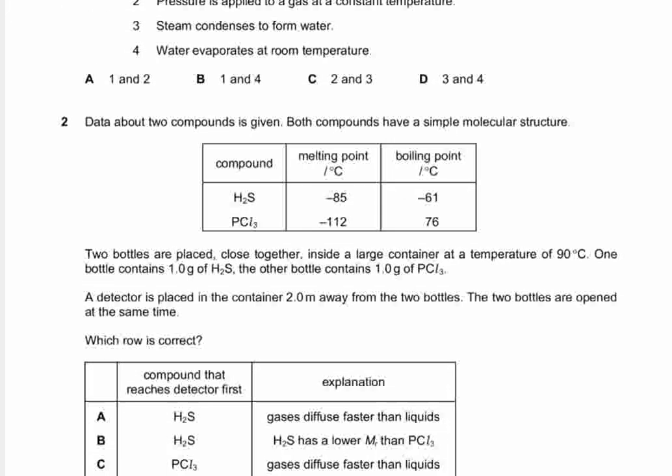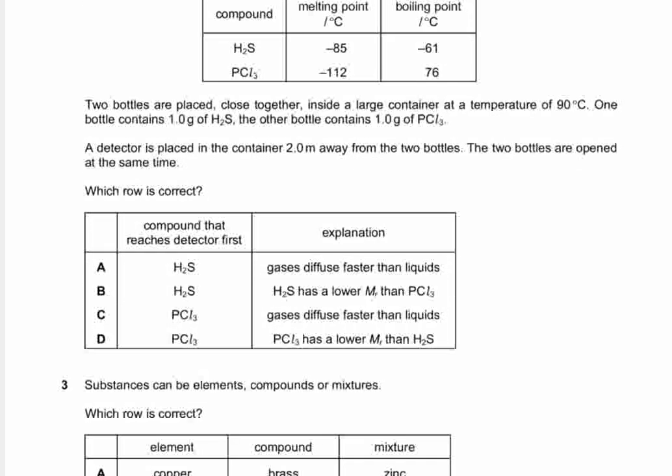Then data about compounds is given: hydrogen sulfide and phosphorus trichloride, with their melting points and boiling points. We have two bottles placed together in a container at 90 degrees centigrade, one bottle having 1 gram of hydrogen sulfide, the other 1 gram of phosphorus trichloride, and a detector is also placed there, and the two bottles are opened. Which row is correct? Hydrogen sulfide gas diffuses faster than liquids, but we're not taking it on that basis, because we have 1 gram of hydrogen sulfide and 1 gram of the other.